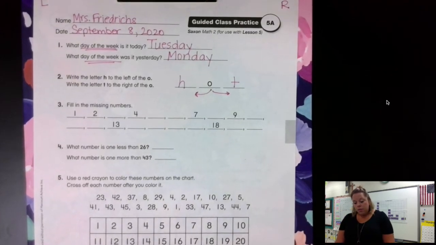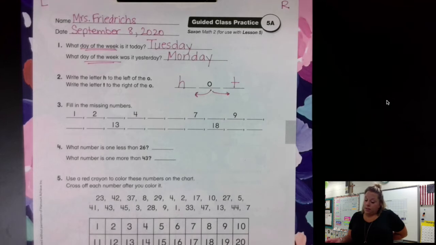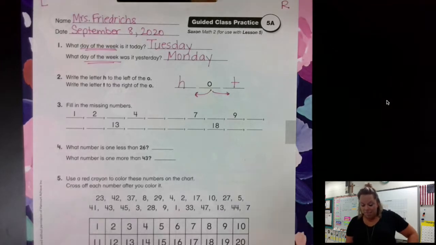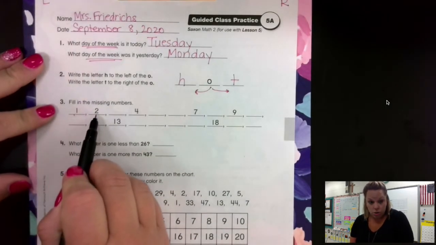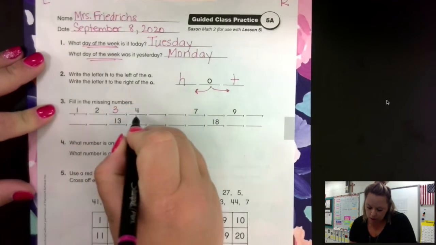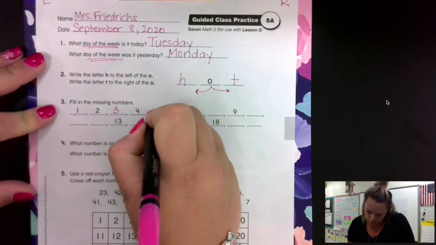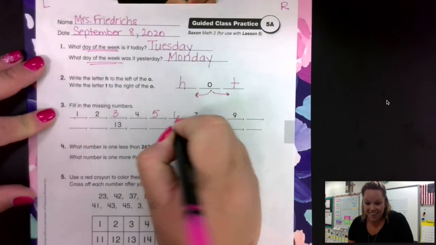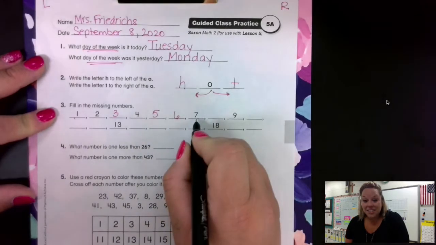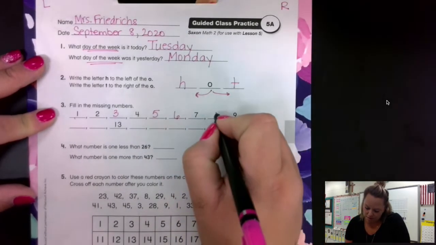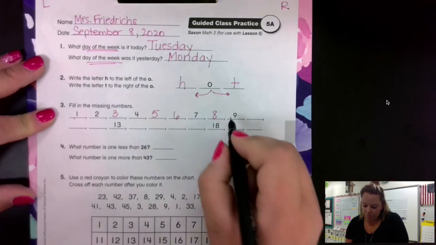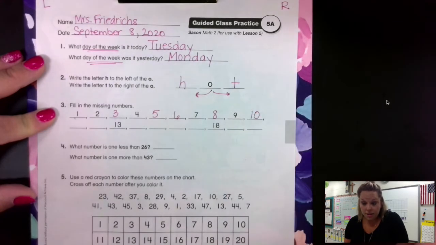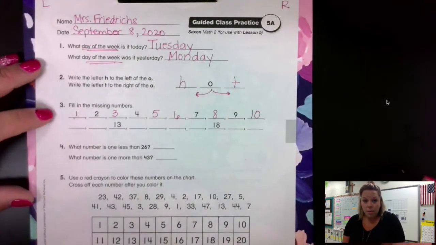Okay, now it looks like we've got the numbers 1 through 20, and our job is we need to fill in the missing numbers. Okay, let's make it happen. 1, 2, 3, 4, 5, what comes after 5? 6, after 6, 7, that's already there for you, after 7, 8, 9, 10. 10 is 1 and a 0. Make sure it's in the right order. Okay, what comes after 10 when we count?